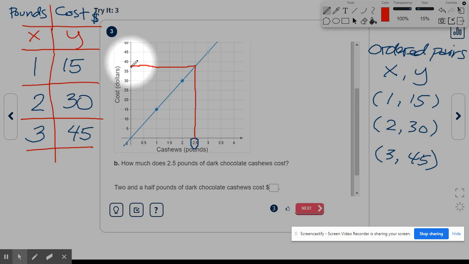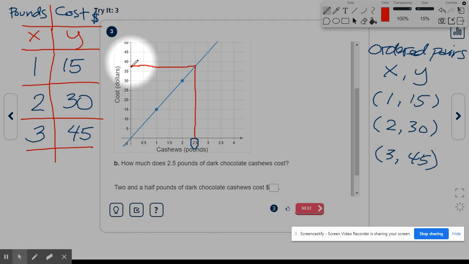So this is in between 35 and 40. What's the difference of 35 and 40? It's 5, right? 40 minus 35 is 5. So the difference is $5. If the difference is $5, what's in between? What's half of $5?